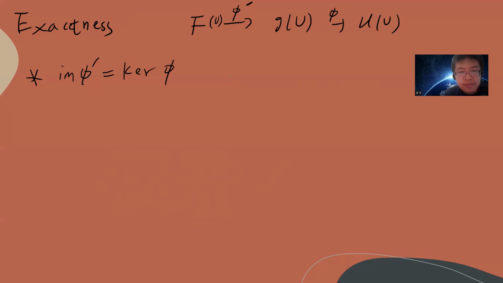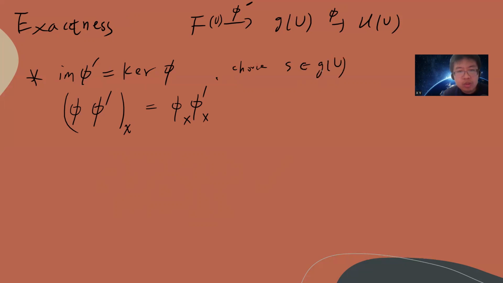So we know that phi will induce a map on stalks. It tells you that if I do phi and compose with phi prime and take it on stalks, then I will get zero. So if I choose a global section S belonging to F of U, and I take this and take S, then I should get 0.